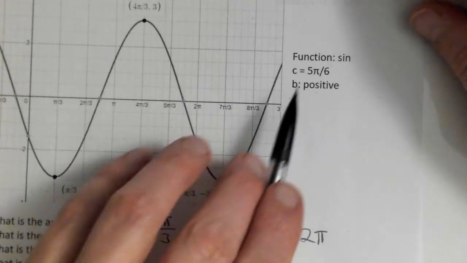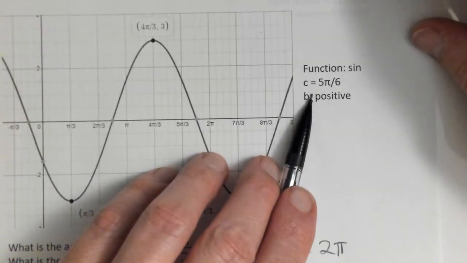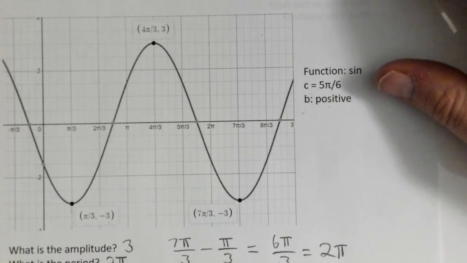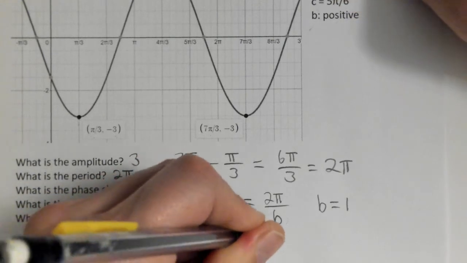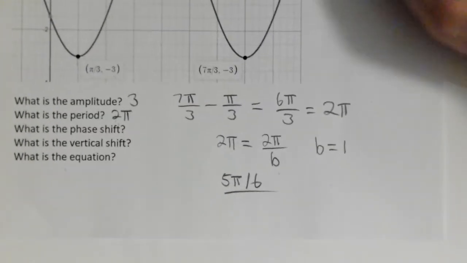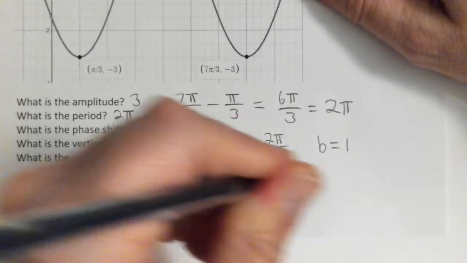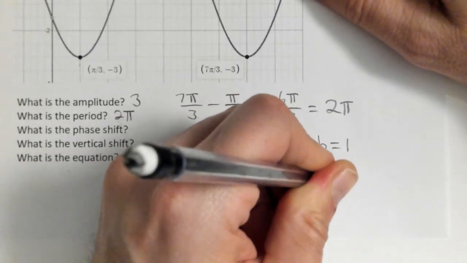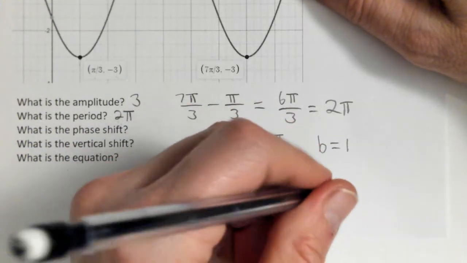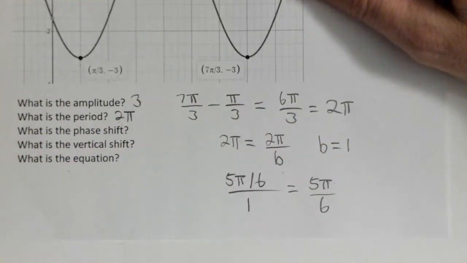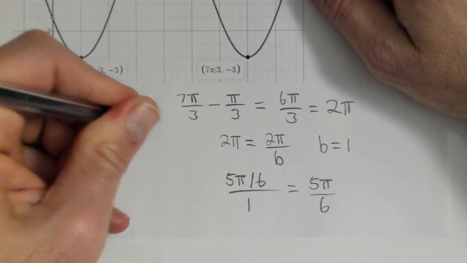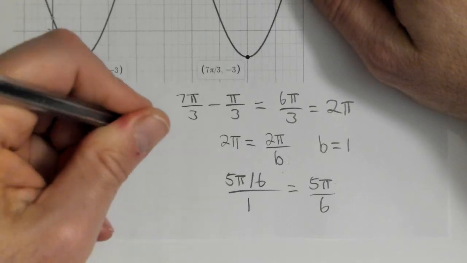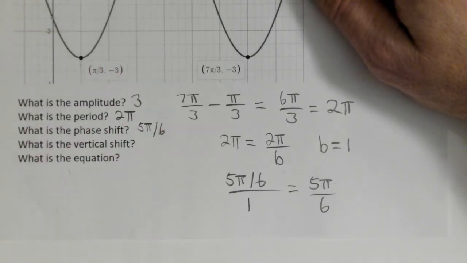Okay, and so another piece of information that they give us about the function is the value of c. So all I need to do now is take this c and divide it by b. Well, the c is 5 pi over 6, and remember the b was 1, so we divide that by 1 and we get 5 pi over 6. All right, so 5 pi over 6, that is my phase shift.